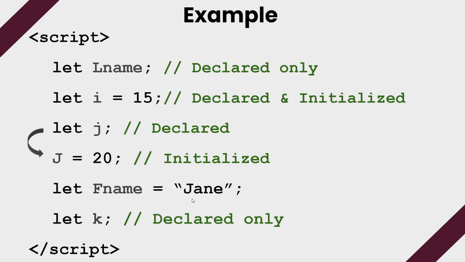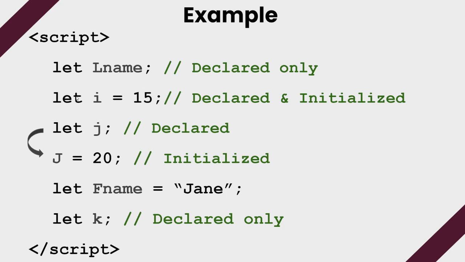So for this example, we have the let keyword with the variable name of l name. This first line on the screen means that l name has been declared only and not initialized. It's just declared. So it's similar to the var keyword. The only difference here is the keyword.